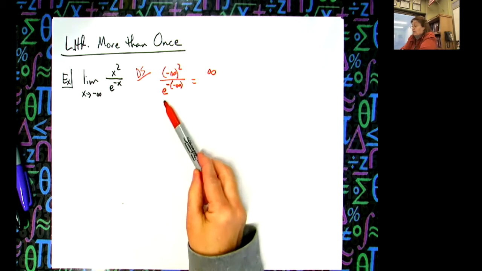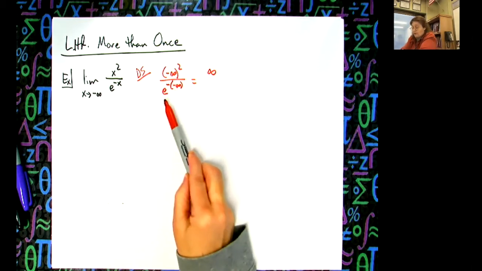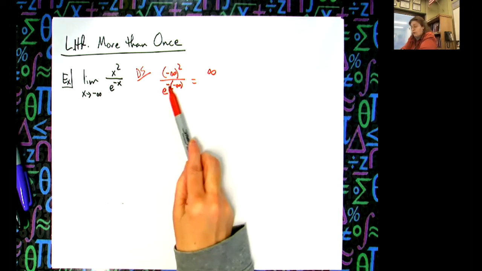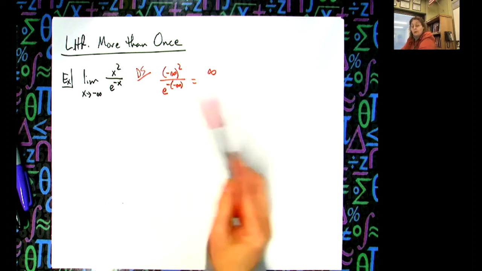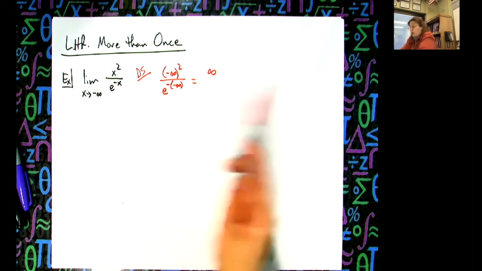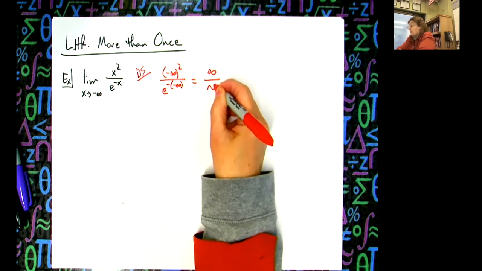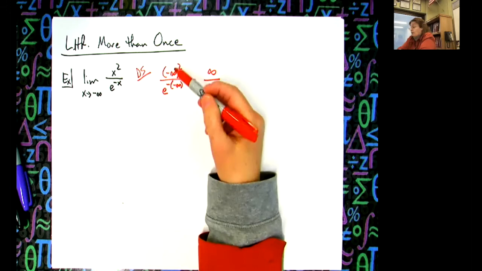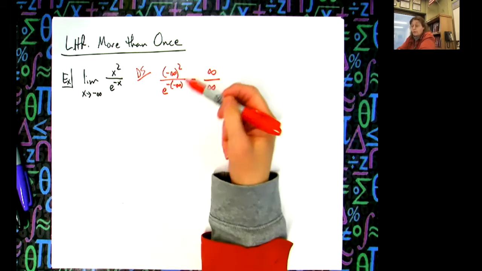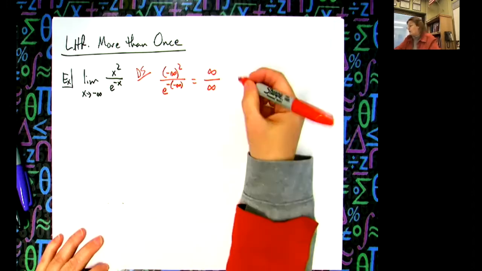A negative times a negative is positive. So basically I've got a constant being raised to a really big number, and as that exponent gets bigger and bigger, the denominator is just going to keep getting bigger and bigger. So I've got infinity over infinity. Definitely make sure you're thinking through this and understanding how I'm getting those indeterminate forms. That's an indeterminate form.